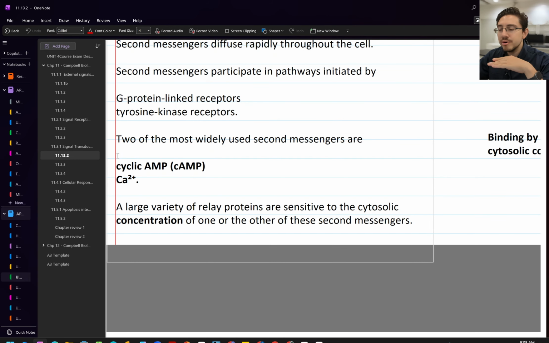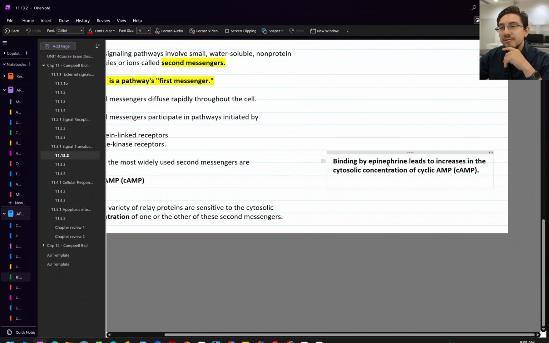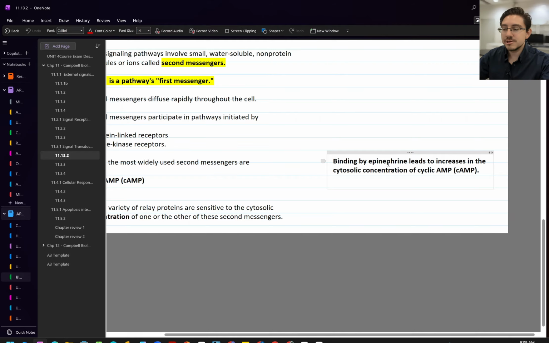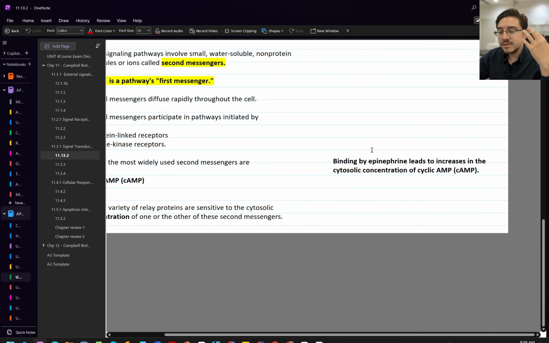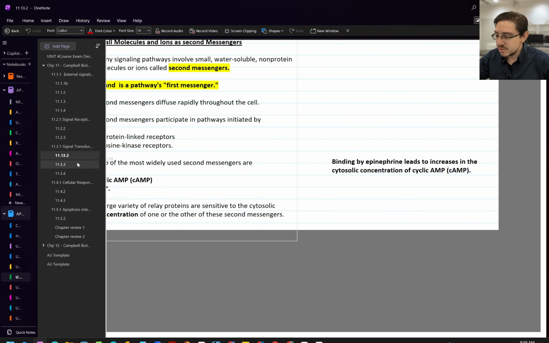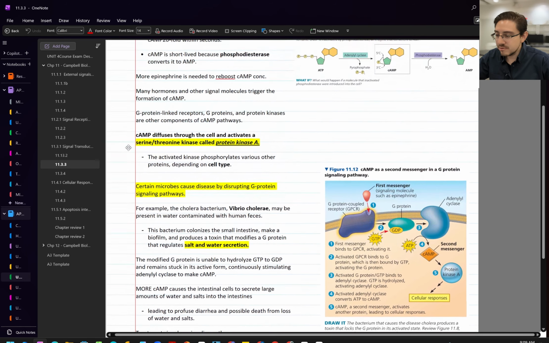If you remember in the previous video, we talked about epinephrine and how epinephrine elicits a signal transduction pathway to ultimately take glucose out from glycogen to burn. We're going to continue with this example here. Binding by epinephrine leads to an increase in the cytosolic concentration, so the concentration in the cytosol, of cyclic AMP. And just to go into the next little visual here.